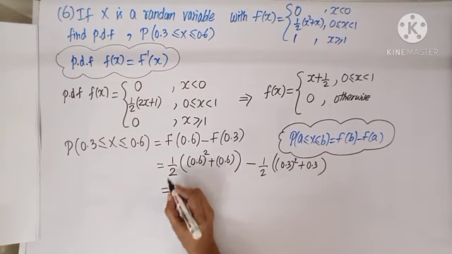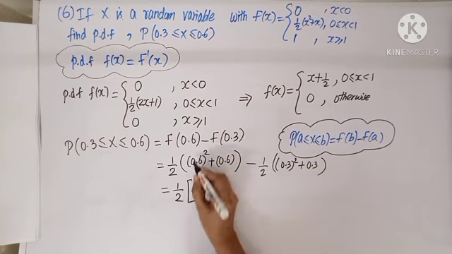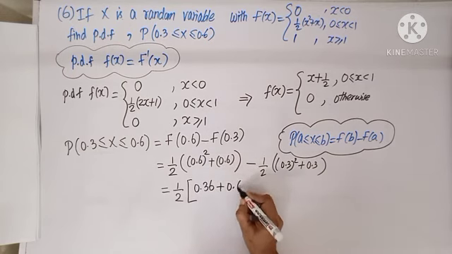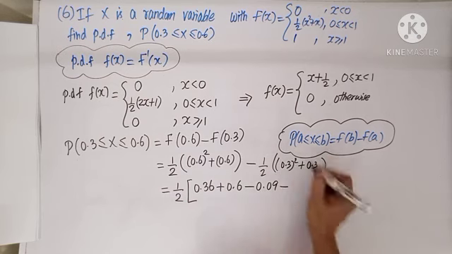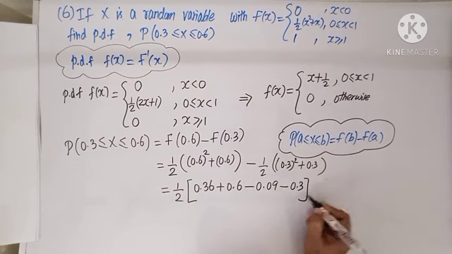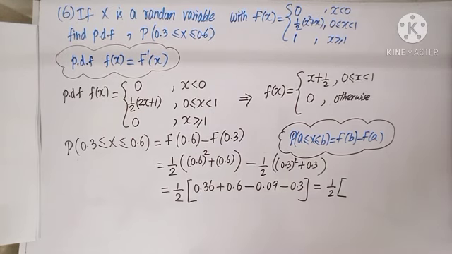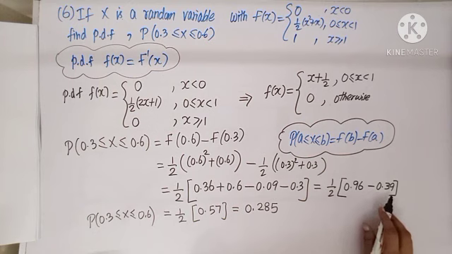As we simplify in both the cases, half is common. 0.6 squared is 0.36 plus 0.6 minus 0.09 minus 0.3. As we simplify, our answer is half into 0.96 minus 0.39, reducing to 0.285, and that is the answer.